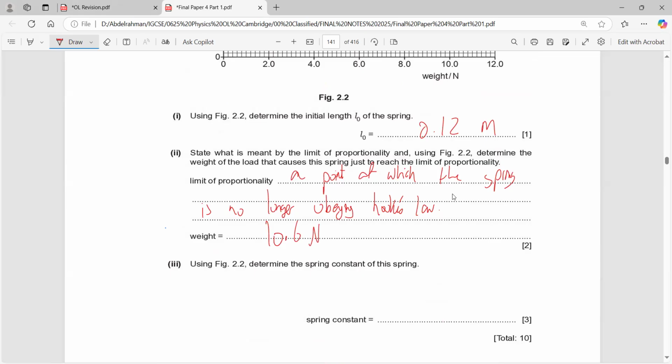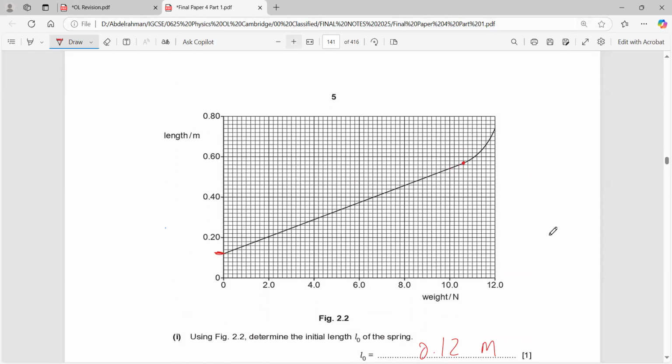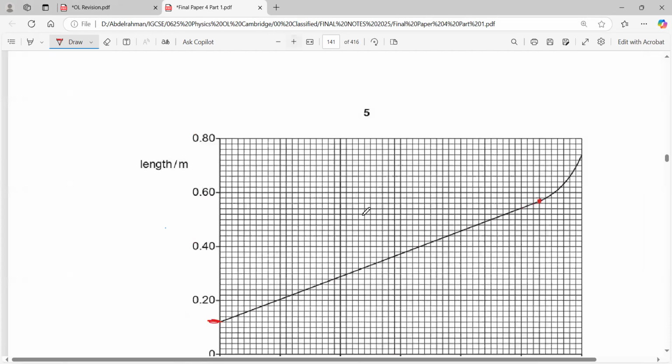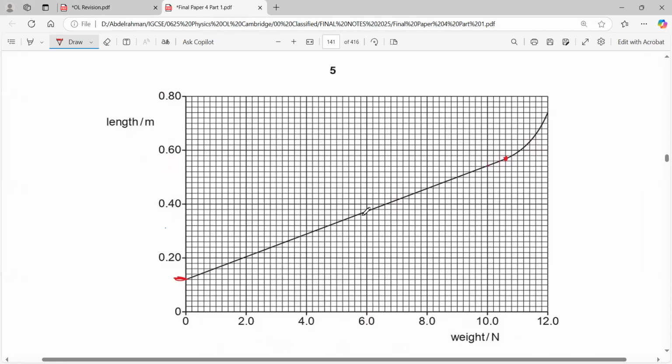Can I find the spring's constant? Yes, I can find the spring's constant. It's not that hard. I can zoom in a bit. Is it a must for you to use this point, 10.6? No, it's not a must. Can I, for example, use this point? This point is much easier. At 10 newtons it had a length of 0.56. So k equals F over x, 10 over 0.56, right?